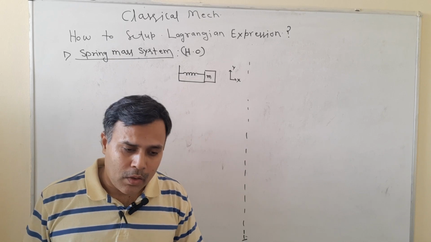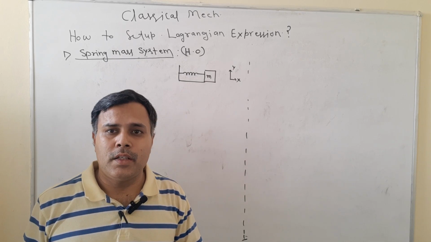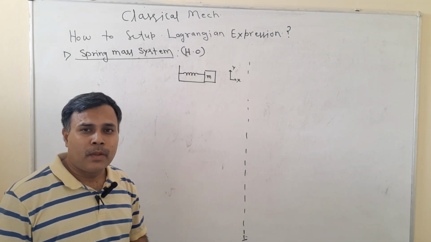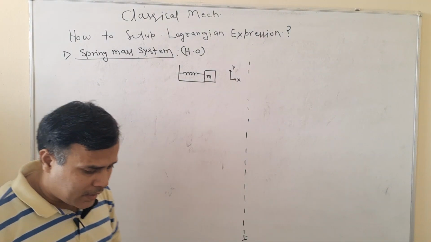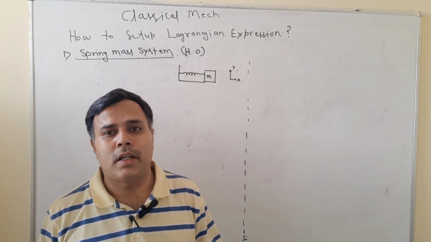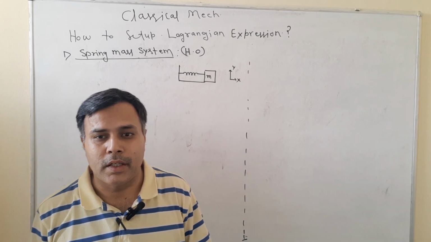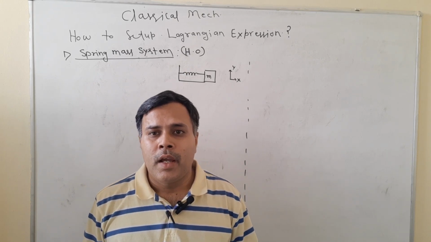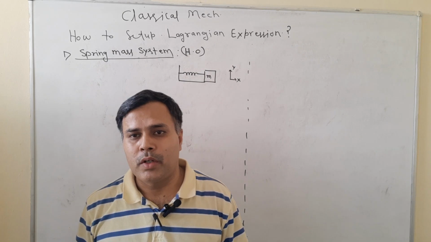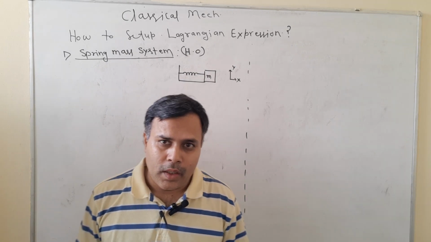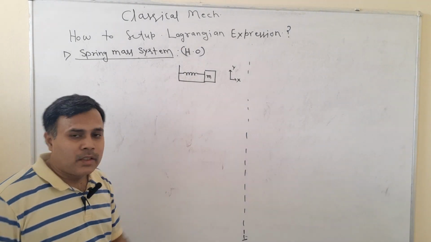This is the information that we have. And what is our job? Our job is to construct a Lagrangian for a spring mass system. And we know that the Lagrangian L is a function of generalized coordinate, generalized velocity and time explicitly, and it is also defined as kinetic energy minus potential energy, so T minus V.